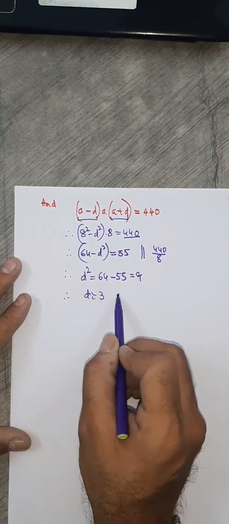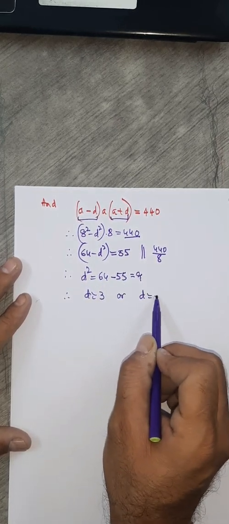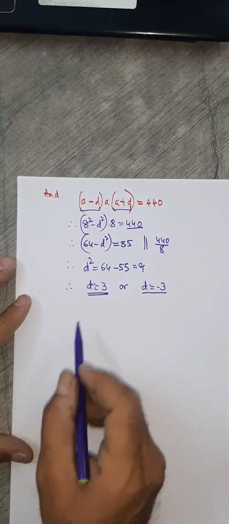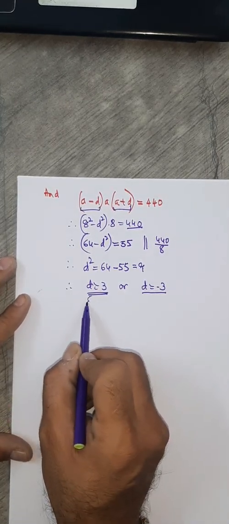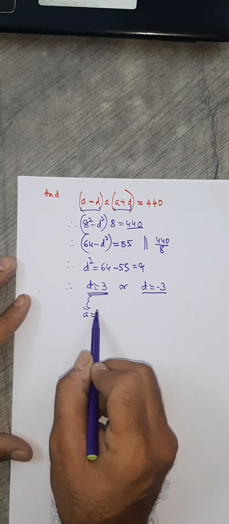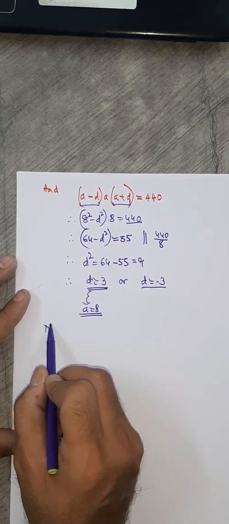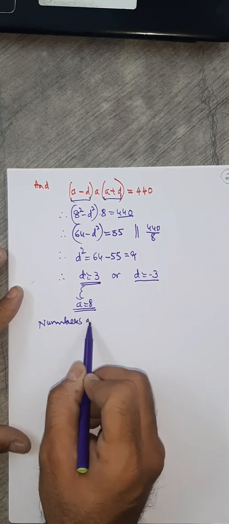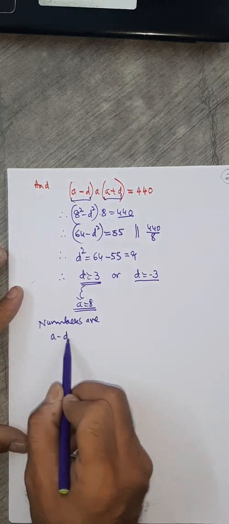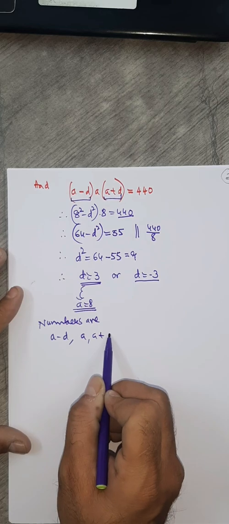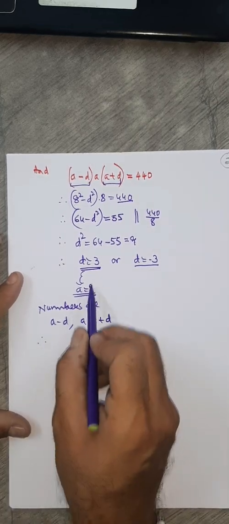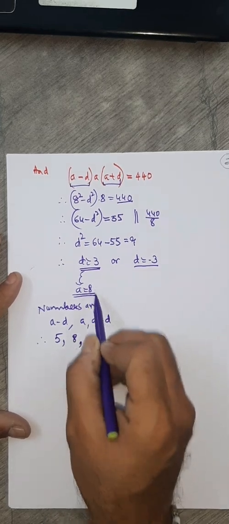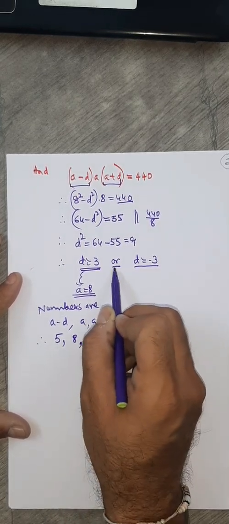Therefore there are two possibilities for d. Either d is plus 3 or d is minus 3. So a is fixed; a you know is 8. Therefore the numbers are a minus d, a and a plus d. So 8 minus 3 is 5, this is 8, and 8 plus 3 is 11.